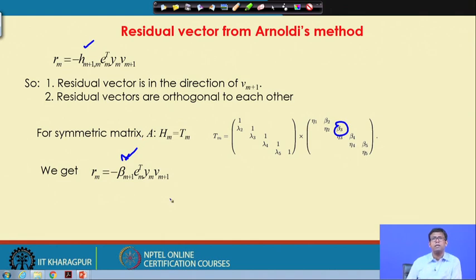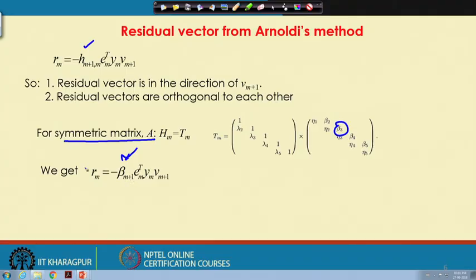So, R m becomes minus beta m plus 1 E m Y m V m plus 1 for symmetric matrix A. If we can tridiagonalize the Heisenberg matrix H m for symmetric matrix A, we can directly calculate from that form of the Heisenberg matrix the coefficient which will be multiplied with E m transpose Y m V m plus 1 to get the residual vector. So, there is a relationship between the residual vector and the tridiagonal matrix which directly comes here.